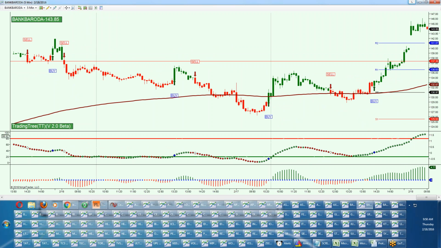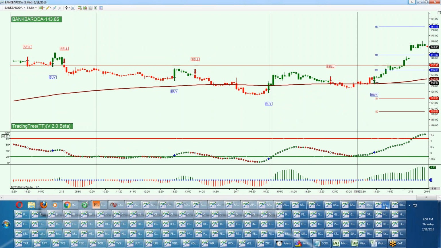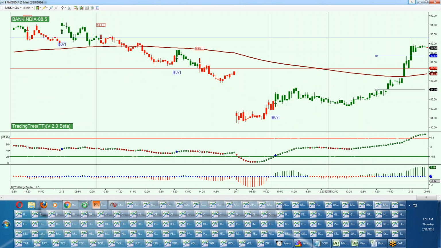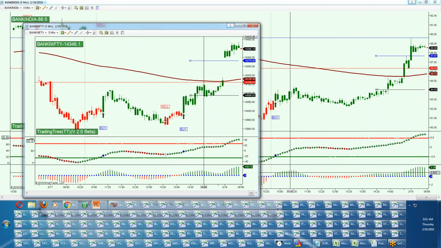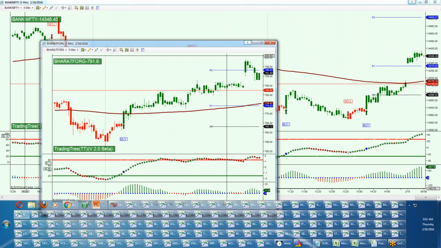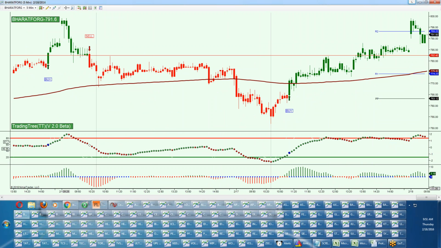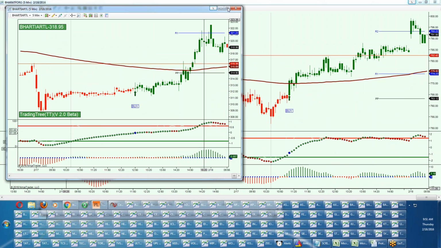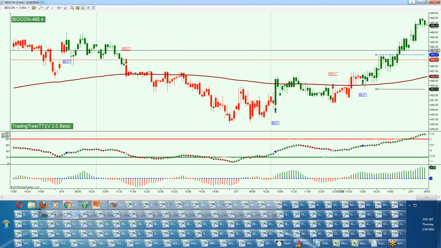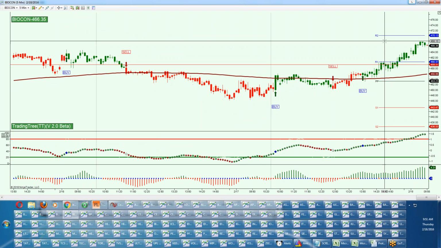Bank of Baroda is a huge gap up open, it's retracing back. Bank India, you can enter again. We had a very good call in Bank India yesterday. Bank Nifty. Bharat Forge, we'll wait on that. Bharti Airtel, we have already seen sell side profits. BHL, we have seen sell side profits. Biocon, you can enter at 468.10.